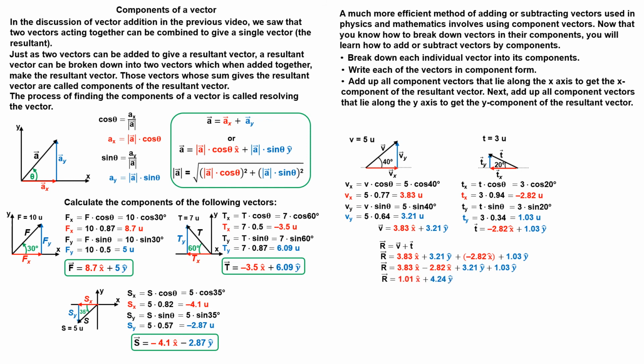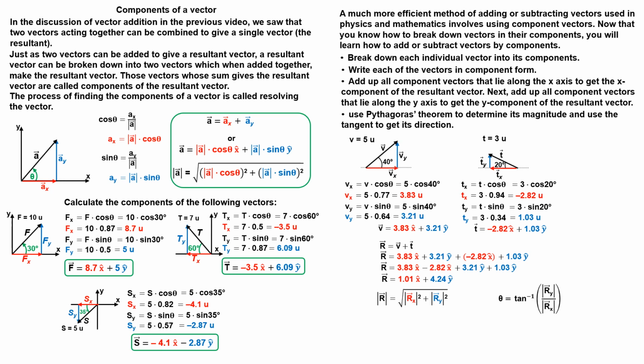Now that we have the components of the resultant vector, we can use Pythagoras theorem to determine its magnitude, and we can use the tangent to get its direction. Pay attention. Let us draw a diagram that shows this result.